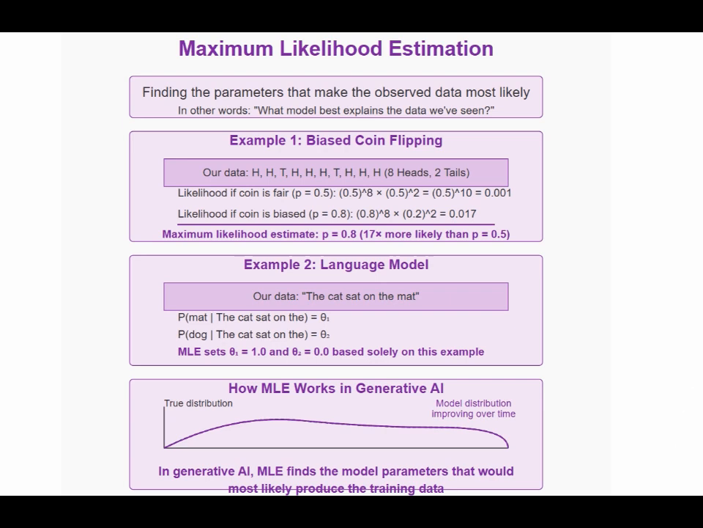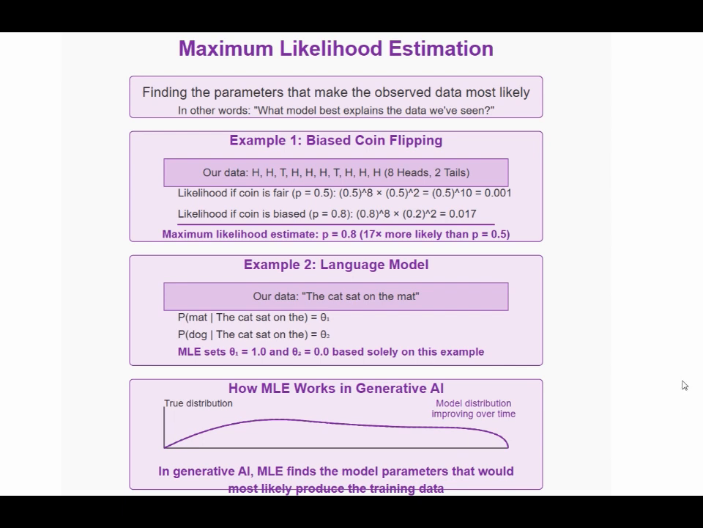Maximum likelihood estimation, or MLE, is a fundamental principle behind how generative AI models learn from data. In simple terms, MLE finds the model parameters that would make our observed training data most likely to occur. Think of it like being a detective working backward from evidence. If you find certain clues, what scenario would most likely have produced those clues? MLE helps our models answer this question mathematically.